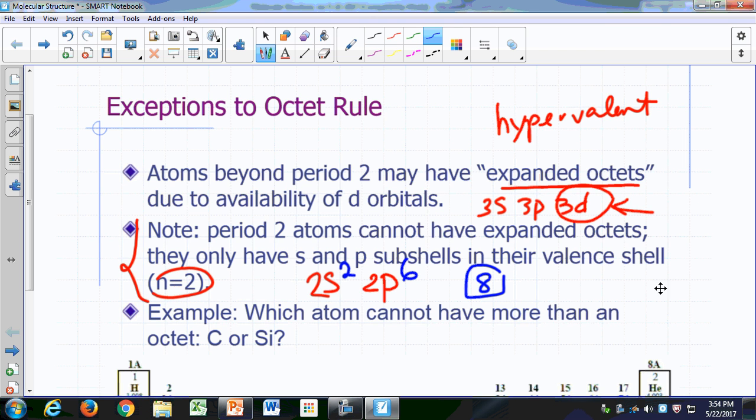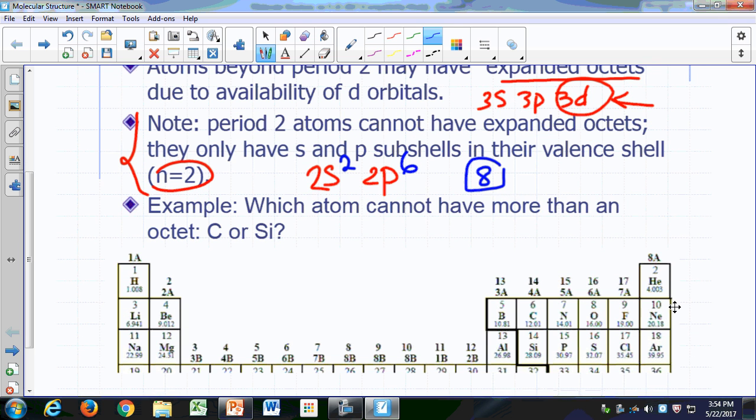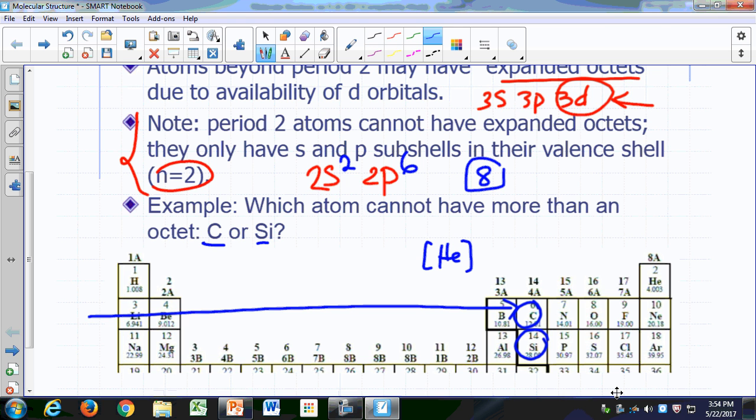So let's just do a quick check, see if you got that one. Which atom cannot have more than an octet? Carbon or silicon? Well, carbon is in the second row, right? So the electron configuration of carbon is helium core, 2s2, 2p2, and the most it can accommodate is 4 more electrons around it. So you cannot have more than an octet for carbon.